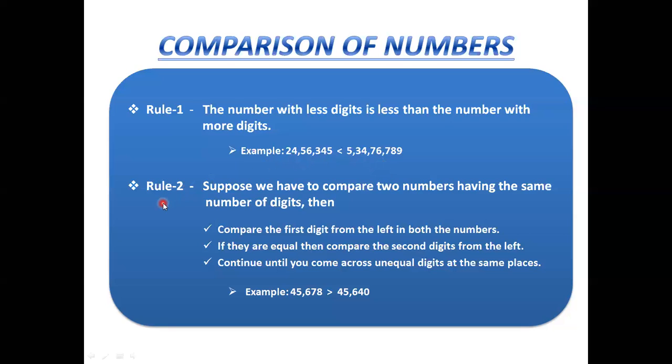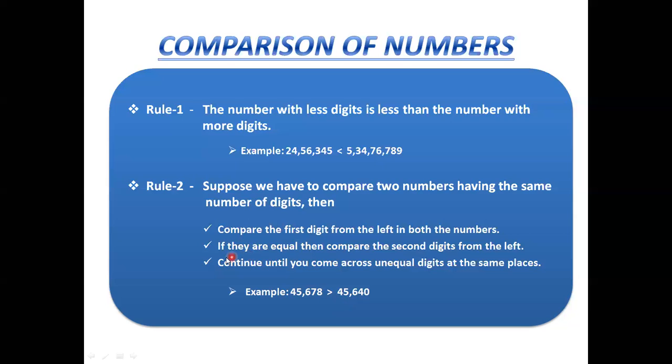Now we move to rule number 2. Suppose we have to compare two numbers having the same number of digits, then what do we have to do? We have to follow these 3 steps. Compare the first digit from the left in both the numbers. Shall we compare? Yes. First digit from the left. So this is our first digit from the left, 4. And for this number, this is the first digit from the left. Both are 4. So we can't come to a conclusion about which is greater.